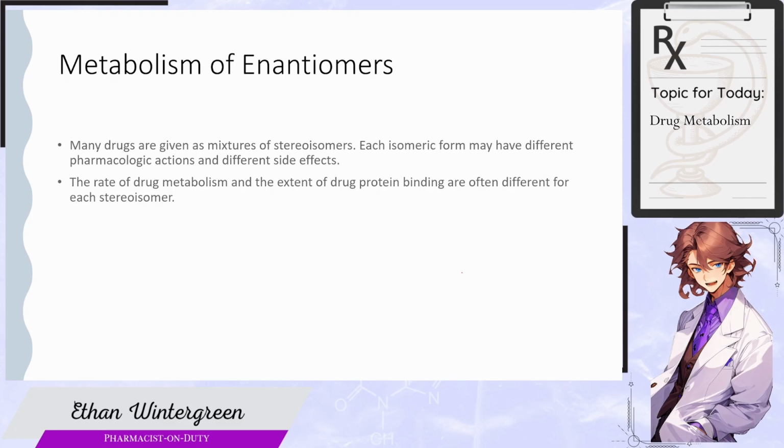The rate of drug metabolism and the extent of protein binding are different for each stereoisomer. This means you need to consider enantiomeric forms when giving the drug into the system, since not all forms will exhibit the same propensity for metabolism.